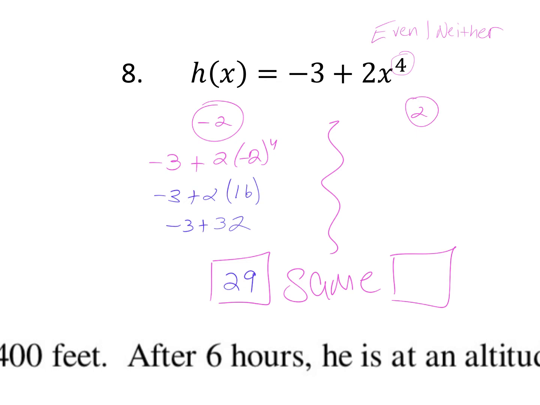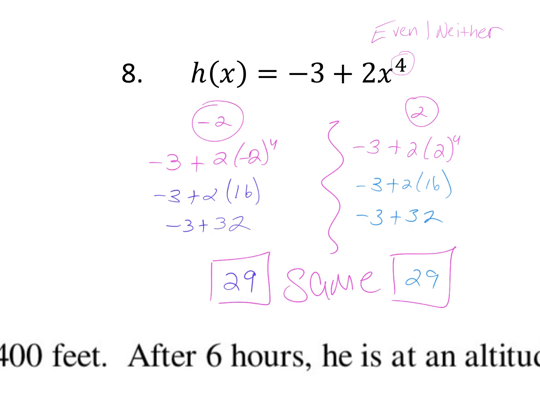So on the right-hand side, we're going to do the exact same thing, but I'm going to plug in now positive 2. So negative 3 plus 2 times 2 to the 4th. Evaluate your exponents first. Negative 3 plus 2 times 2 to the 4th is 16. Negative 3 plus 32. What's negative 3 plus 32? 29. Is my answer here 29?